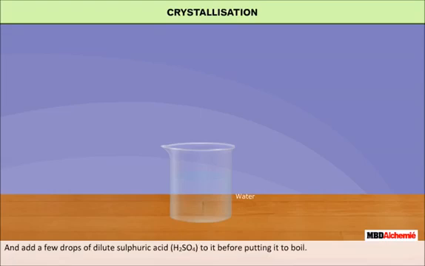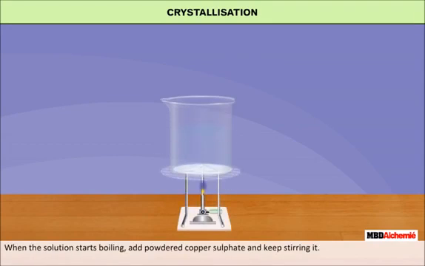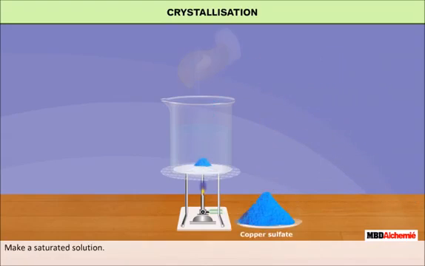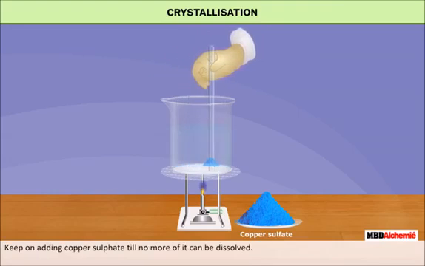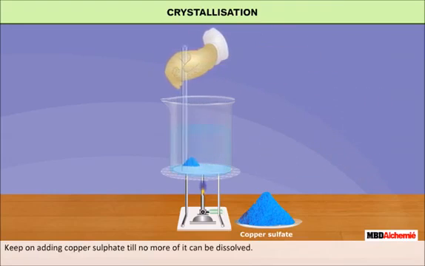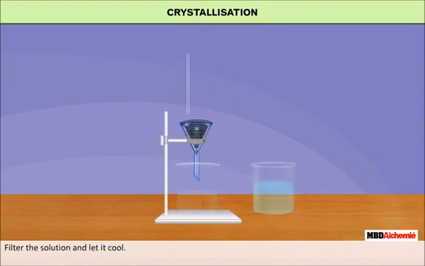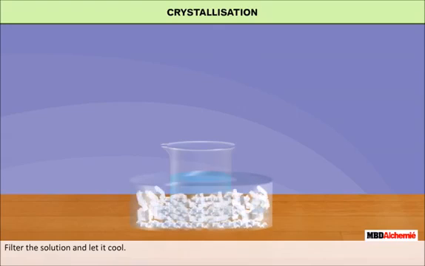Take water in a beaker and add a few drops of dilute sulfuric acid, H2SO4, to it before putting it to boil. When the solution starts boiling, add powdered copper sulfate and keep stirring it. Make a saturated solution. Keep on adding copper sulfate till no more of it can be dissolved. Filter the solution and let it cool. Leave it undisturbed while it cools.